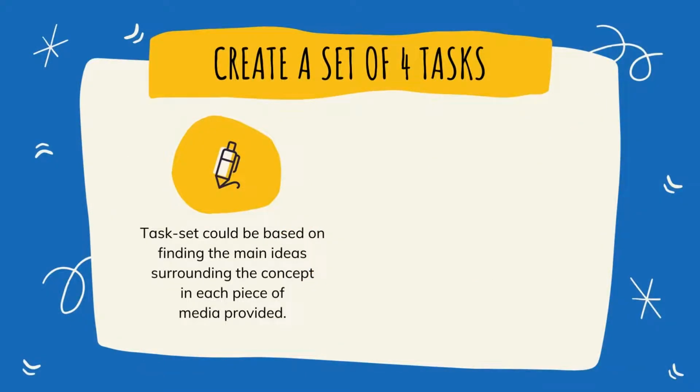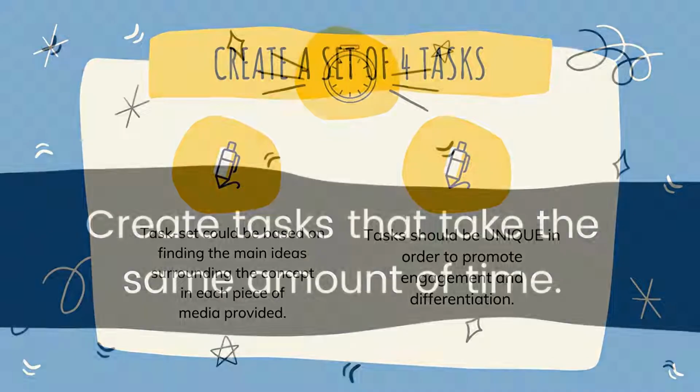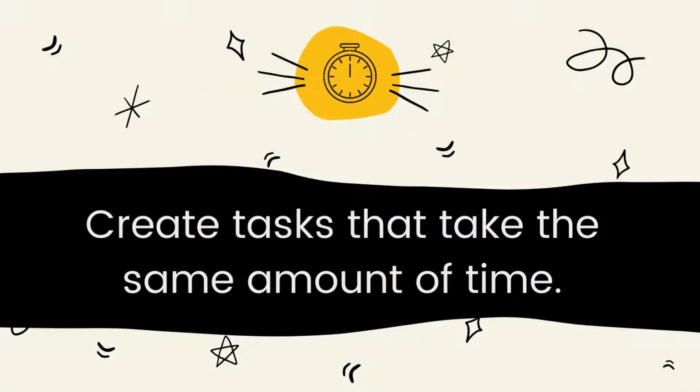Next, the teacher will create a set of 4 tasks for students to complete cooperatively. The task set could all be based on finding the main ideas surrounding the concept of cells at each piece of media provided. Each task is unique in order to promote engagement and differentiation. Each task should be created to take about the same amount of time so the rotations go smoothly.